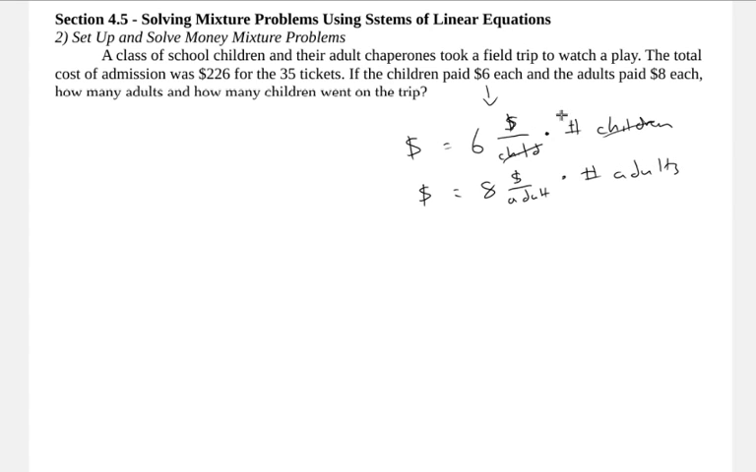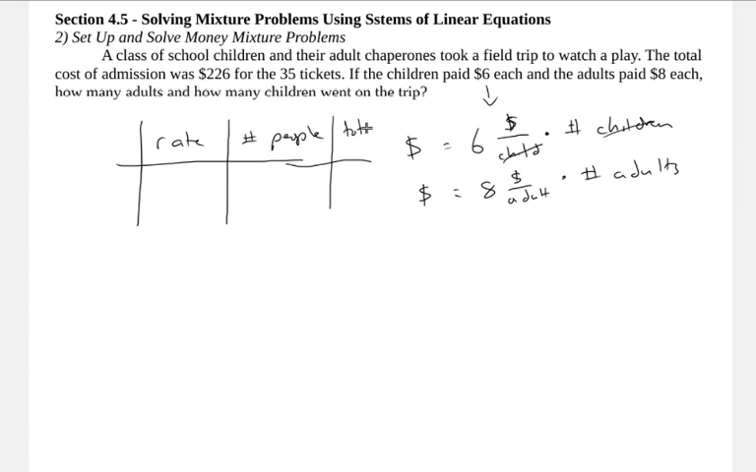But once we have an equation like that, we can set up our chart. I'm going to say the rate here, then the number of people, and when I multiply those together, I get a dollar amount, so total dollars. So we have two groups: we have children and we have adults.